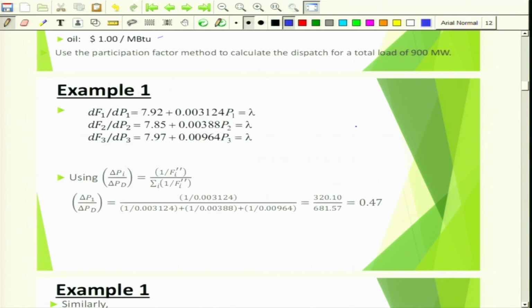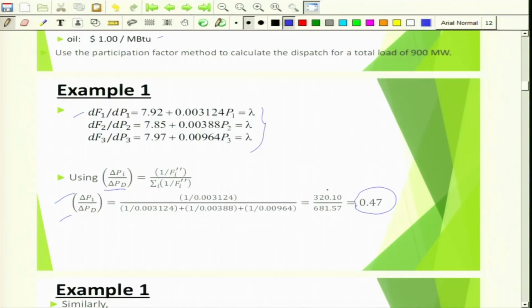Now, you have the heat characteristics, multiply by the fuel cost, you will get the cost function, and you obtain the incremental cost function for each individual generator. You will get this value, and that should be equal to lambda. Now, by using this expression, delta Pi by delta Pd is equal to 1 by Fi double dash divided by the summation of 1 by Fi double dash, right. Using this expression, you obtain for each individual generator delta P1 by delta Pd, similarly delta P2 by delta Pd and delta P3 by delta Pd. You will get these factors.